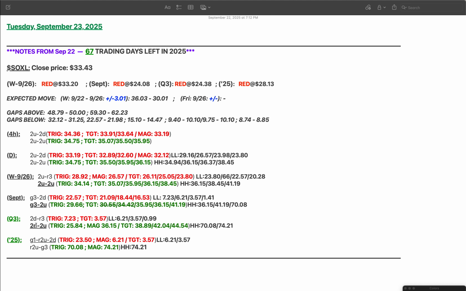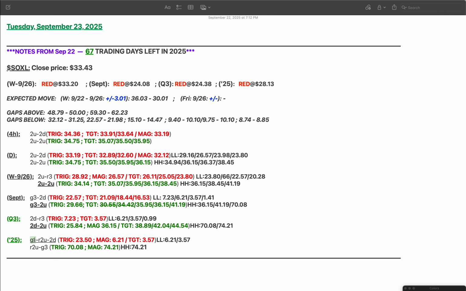The quarter, again, triggered the 2 down, 2 up. It is in force. That's why it's bold and underlined. It triggered at 25.84. It has not reached this magnitude yet, but we're getting close. That 36.15, which again plays into the month and the week and the day, that 36.15 is the magnitude for that move. If we do reach that 36.15, remember that triggers the 1 combo 2 down, 2 up. Ultimately with the magnitude of 70.08, but starting off with some extended targets of 38.89, 42.04, and 44.54.